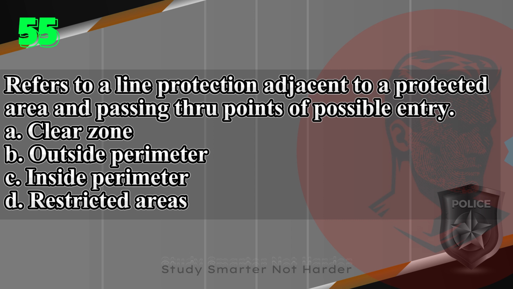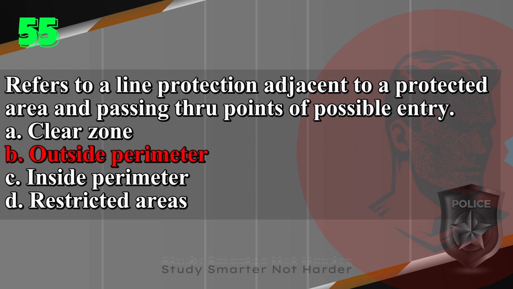55. Refers to a line of protection adjacent to a protected area and passing through points of possible entry. A. Clear zone. B. Outside perimeter. C. Inside perimeter. D. Restricted areas. B. Outside perimeter.